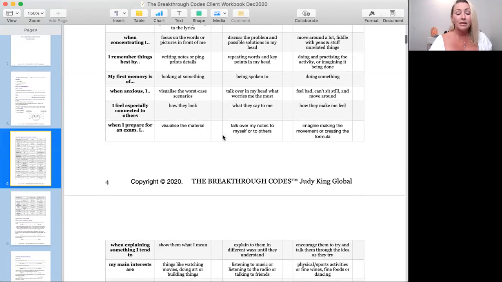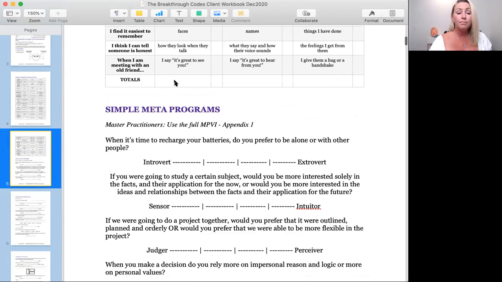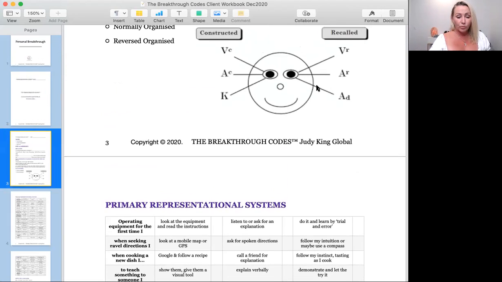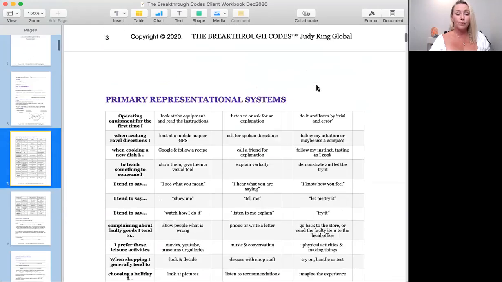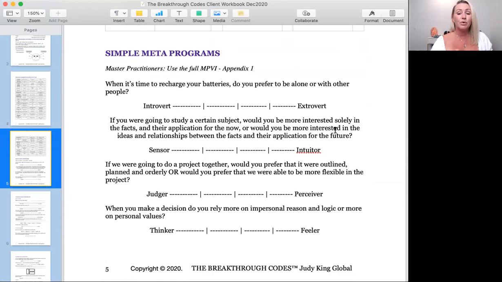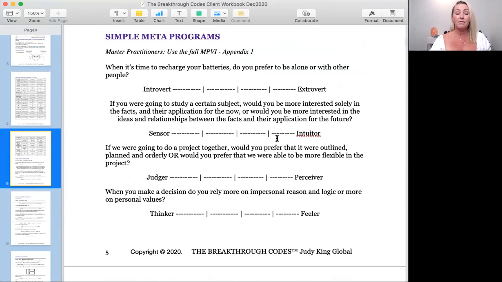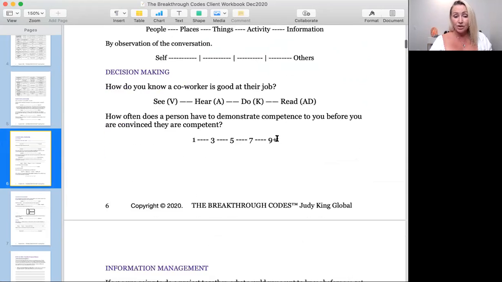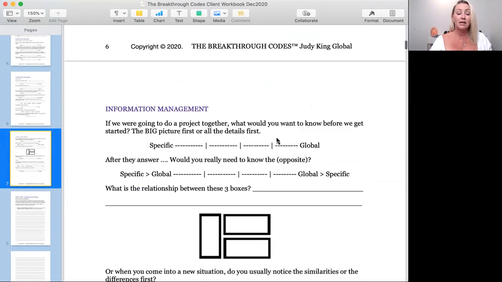You'll tally up the numbers at the bottom, and then you're going to have the totals. So, cool. Then we have meta programs. And so again, these ones, it's going to be swift. It's approximately a 6 minute assessment. If you're a master practitioner, you could use the full MPVI. Go ahead and do that. Again, it only takes a couple of minutes longer. You're going to do that swiftly and effectively.